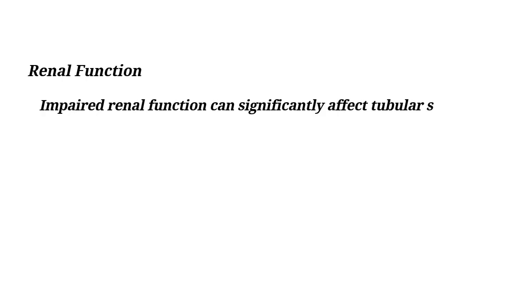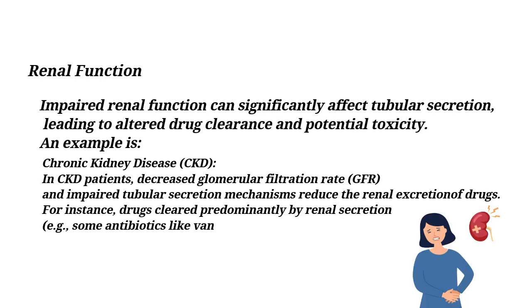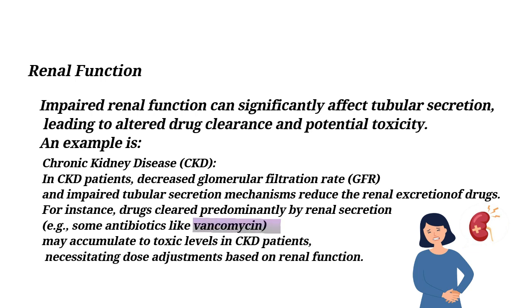3. Renal function. Conditions like renal impairment can reduce the efficiency of tubular secretion. For example, in CKD patients, drugs like vancomycin that are mostly cleared by the kidneys can build up to toxic levels, requiring dose adjustments.